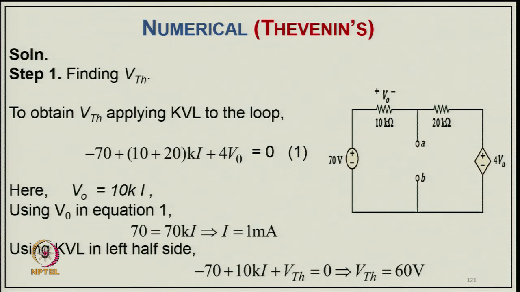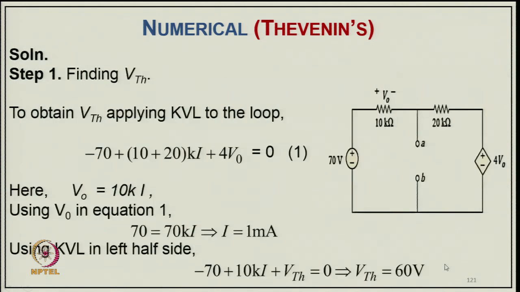So, V0 equals 10 K I, and V0 is in the equation, so if we put it here, 70 equals 70 K I, so I equals 1 milliampere. Using KVL on the left side, it will be 70 plus 10 K I plus VTH. So, VTH is 60 volt.